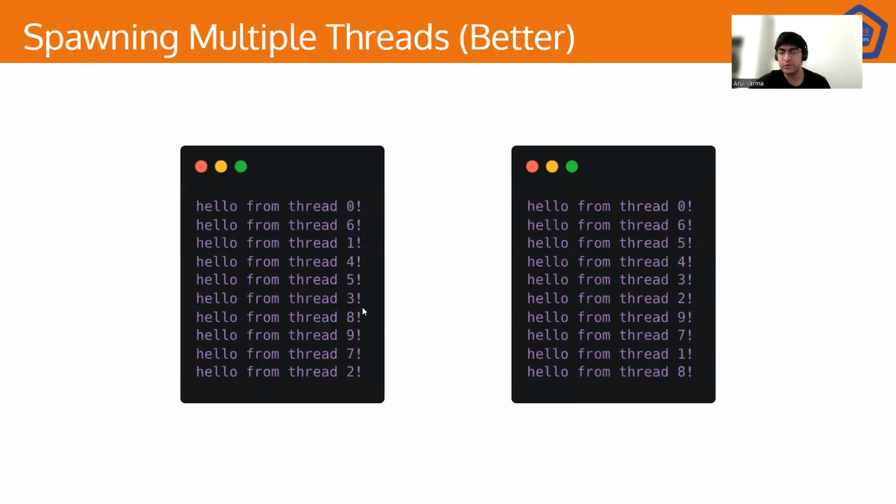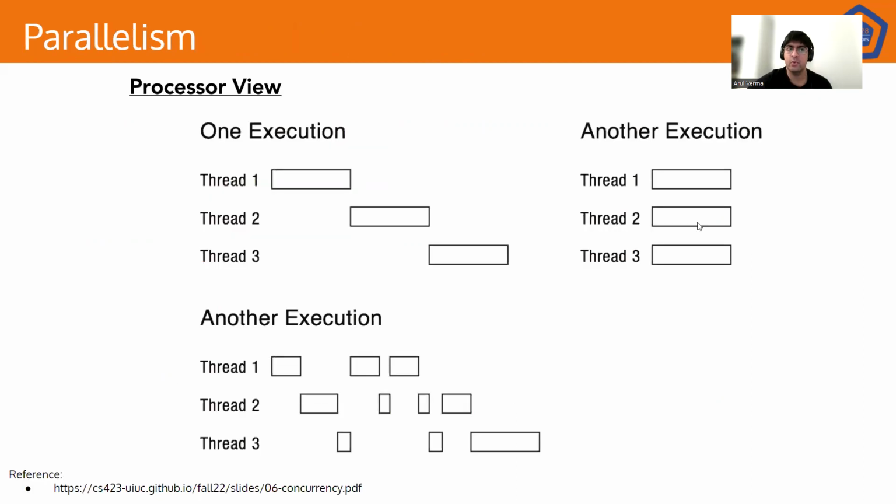So if we were to look at the two possible results from running that code, you'd see that we could get hello from thread 0, 6, 1, 4, 5, 3, 8, 9, 7, 2, or 0, 6, 5, 4, 3, 2, 9, 9, 7, 1, 8. And you'll notice that these are not identical. And the reason for that is because of how threads run. Threads do not run concurrently in the way that we describe them. They don't actually happen at the same time.